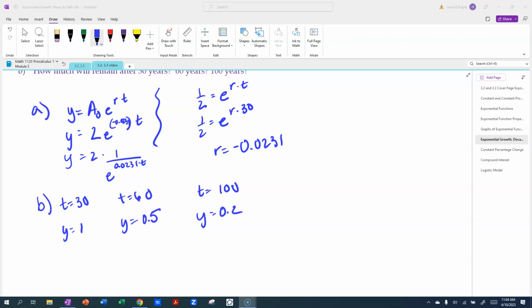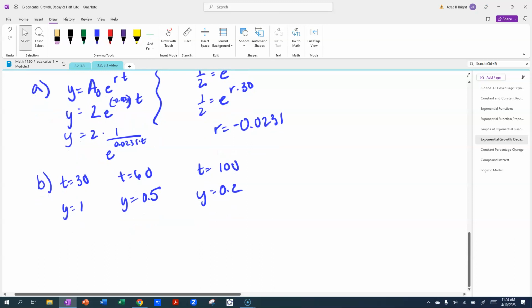Here are my answers. 30 was a half-life. So if we began with 2, 50% of it's gone, so 1 remains. 50% of 2 is 1. And then 60 is another half-life, so it's a quarter of the original amount, half of 1 remains, so 0.5. You can actually get that with a calculator too. But for this one, you actually had to use the model. You had to put in 100, and I got out about 0.2. So 0.2 grams remains after 100 years, getting closer to 0 but never actually equaling 0.